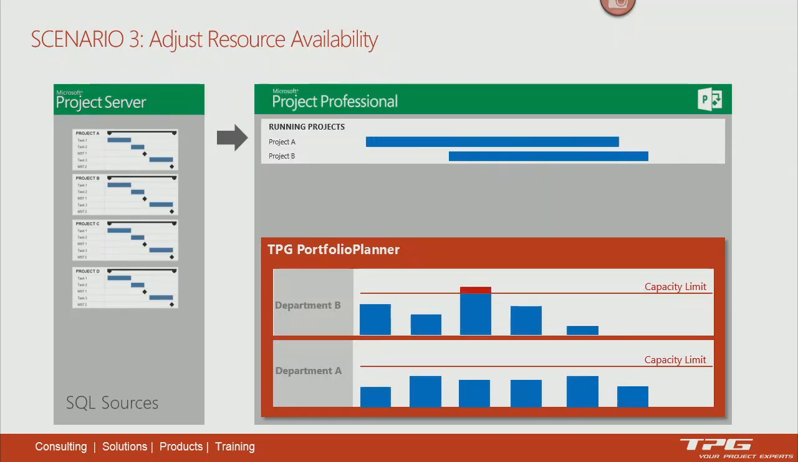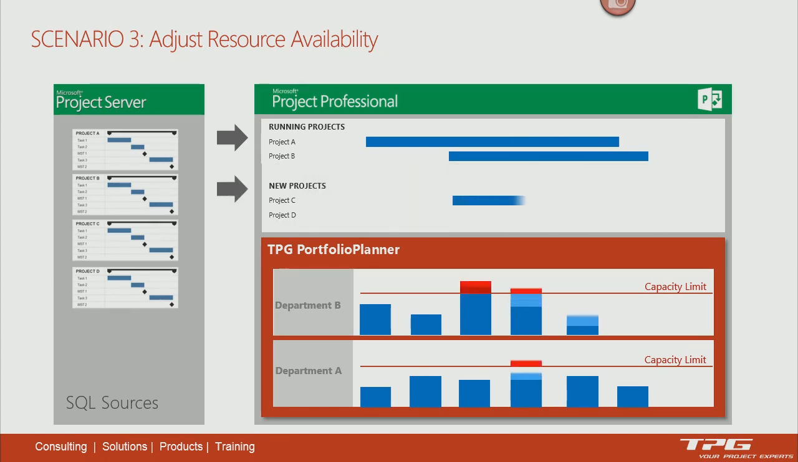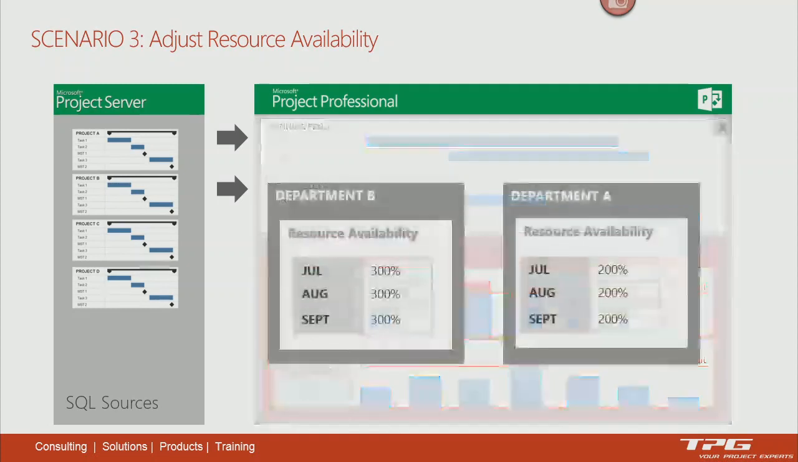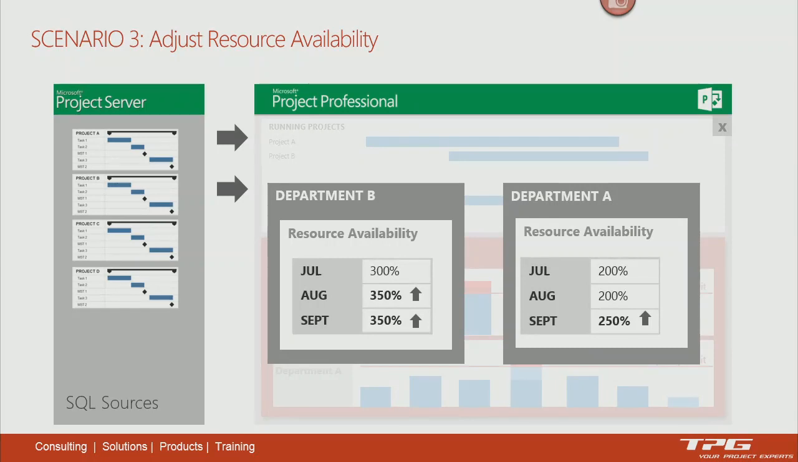And what we're going to do this time is just increase the amount of resource availability we have for a short period of time as well. Now, obviously, this doesn't take into account the time it takes to actually hire those people and get them trained up. But we can see, for example, again, on the departments, we're just going to increase the amount of availability we have in August and September to see what impact that would have.